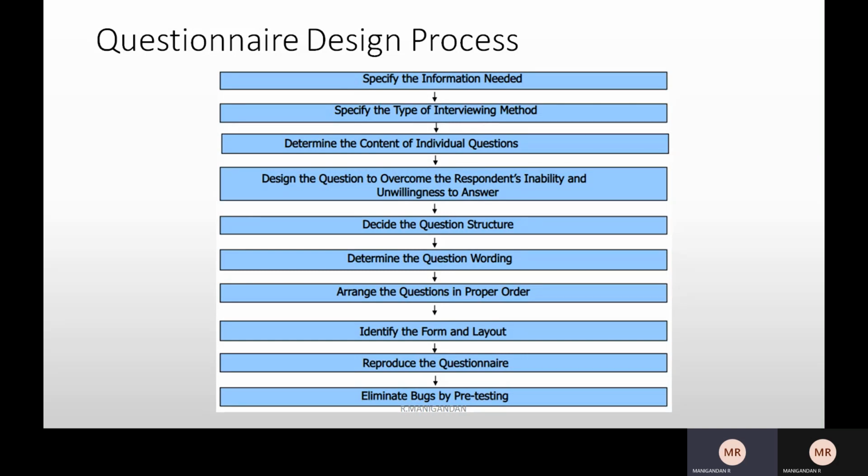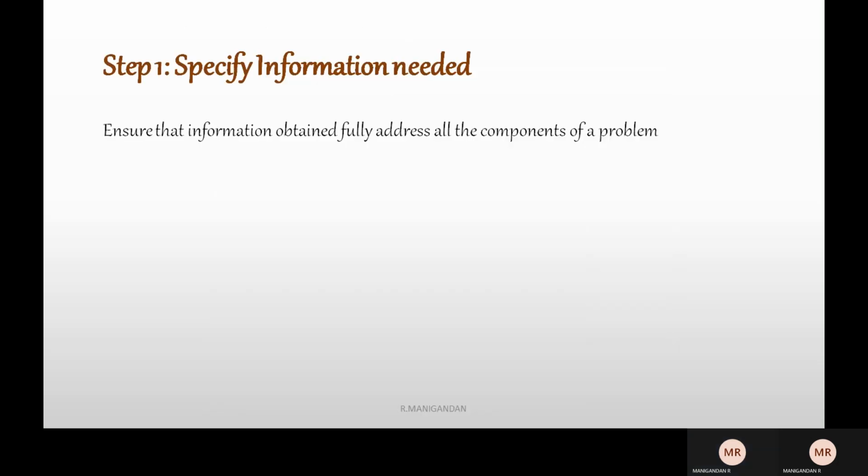Eliminate the bugs by pre-testing. The pre-testing method is, if you are preparing any questionnaire, show it to your supervisor. Which is better one, sir? Then I can go for the data collection. Is this method right or wrong? So we can finalize that. And step one, specify the information needed. Ensure the information fully addresses all the components of the problem. So you can say that all the components need to be addressed in a proper manner.